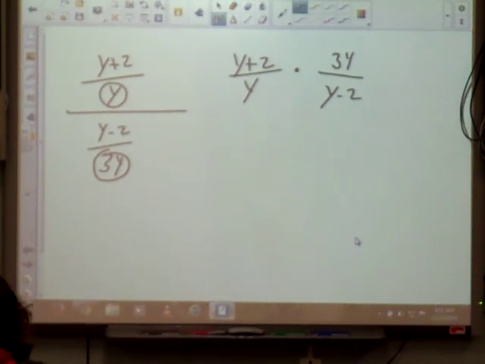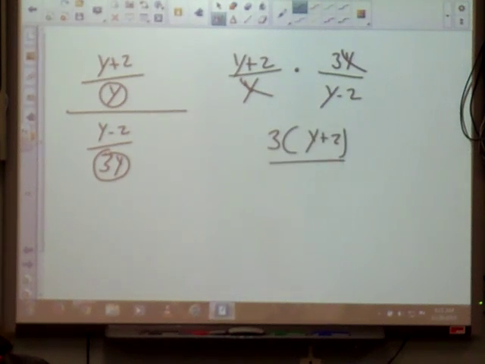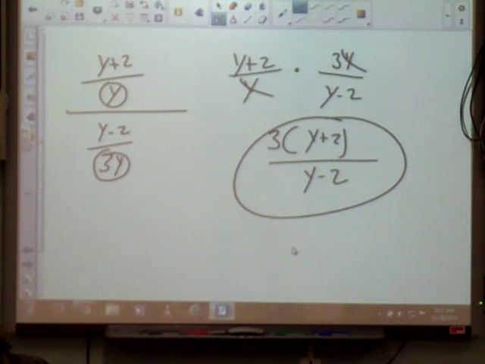Everybody see it? The y, good. So on the top, I've got y plus 2 times 3. I normally put the 3 first. And on the bottom, I've got y minus 2. And that's it. People always want to know, can you distribute the 3 on the top? Yeah, you can. If you wrote 3y plus 6, that's the same thing. It doesn't change my answer any. It just makes it look different.